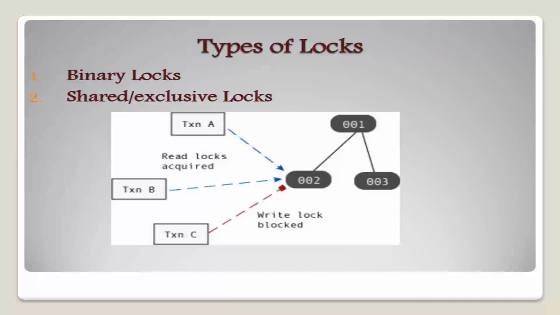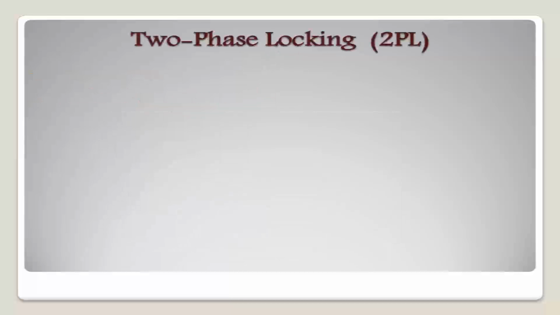Now coming to the next topic, that is two-phase locking. This locking protocol divides the execution phase of a transaction into three parts. In the first part, when the transaction starts executing, it seeks the permission for the locks it requires. The second part is where the transaction acquires all the locks. As soon as the transaction releases its first lock, the third phase starts. In the third phase, the transaction cannot demand any new locks. It only releases the acquired locks.